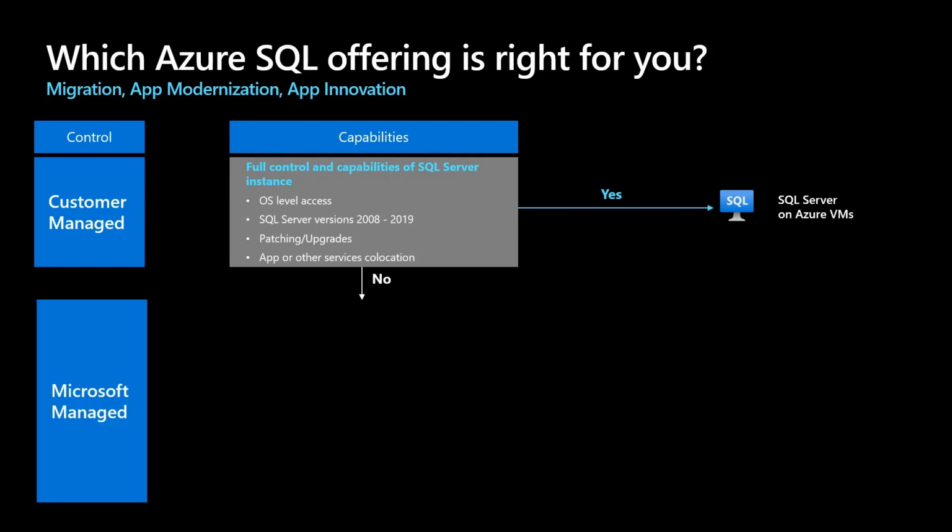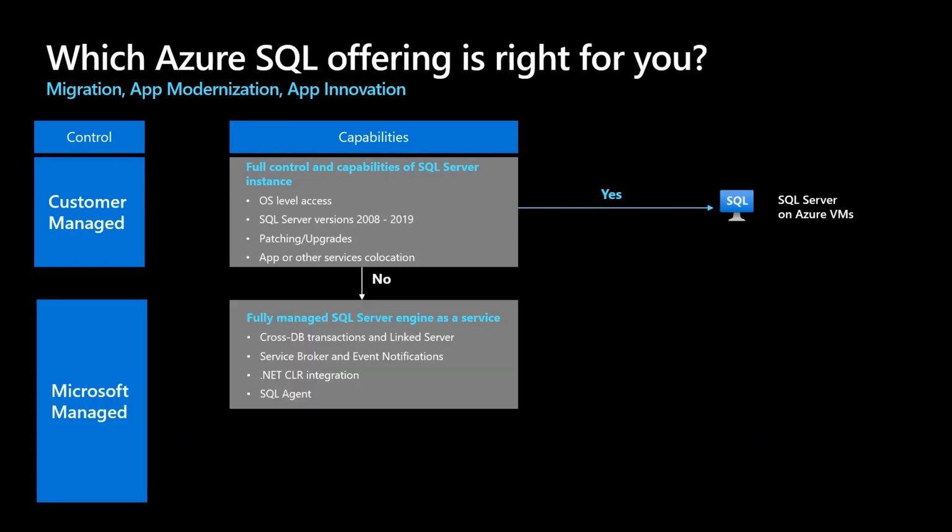However, if you want a fully managed option, there are two choices. Here, the first one is fully managed SQL Server Engine as a Service. Here, you would pick this option if you still want SQL Server instance level capabilities, some of which are listed here, such as cross-database transactions, link servers, CLR, and you name it. And in this case, you would pick Azure SQL Managed Instance, which gives you near 100% compatibility with SQL Server Engine on premises, and you can use databases from as far back as SQL 2008 with full compatibility guarantees.